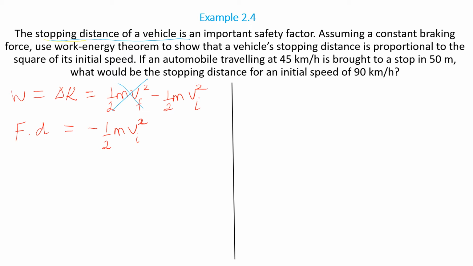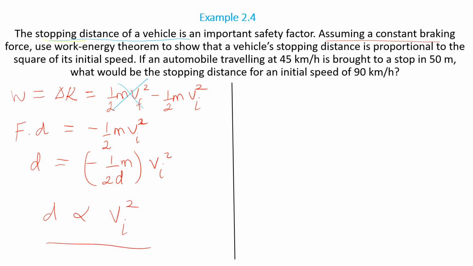And again, back to the question, they're saying, assuming a constant braking force. So that means the braking force in this equation, which is F, is going to be constant. We want to prove that the distance d is proportional to the initial velocity squared. Therefore we make d the subject. Now d is going to be equal to negative 1 over 2F times m, the whole of this in brackets, times v initial squared. So whatever we have in the bracket is a constant. We can conclude that d is proportional to v initial squared. So we have proved that.